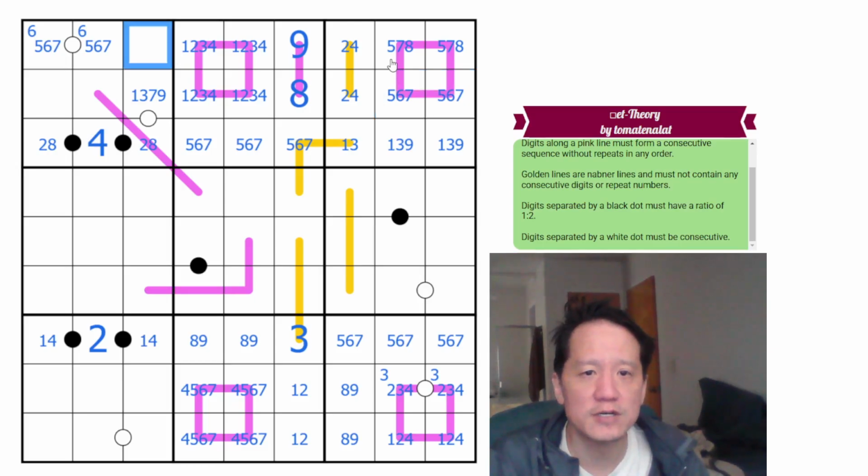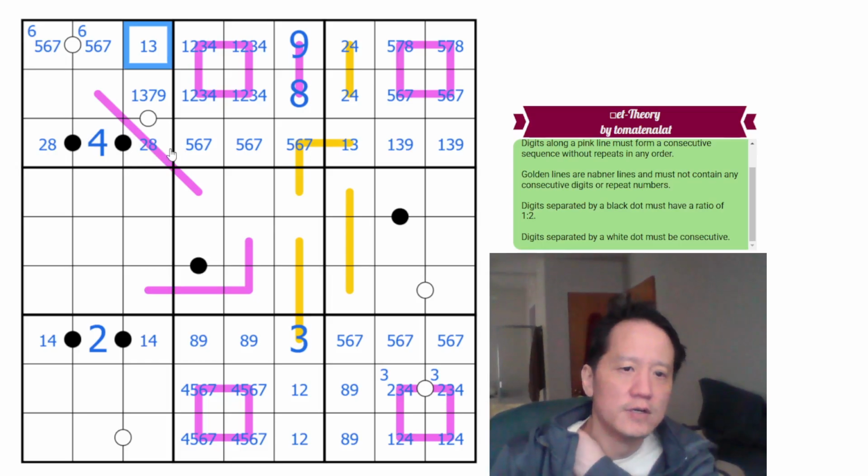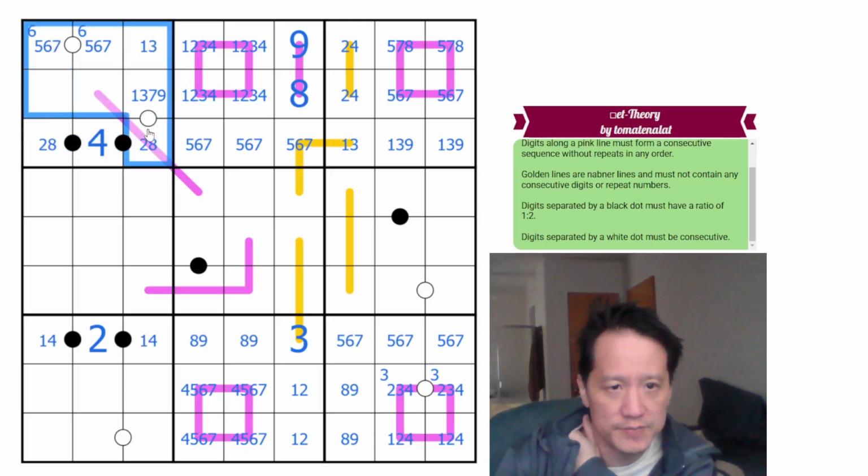The rest of the cells cannot be 5, 6, 7, or 8, so this must be 1, 2, 3, or 4, but it can't be 2 or 4 because of the 2, 8 pair and the 4 already in the box.